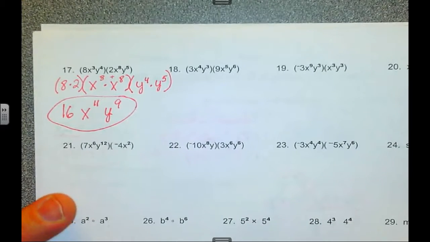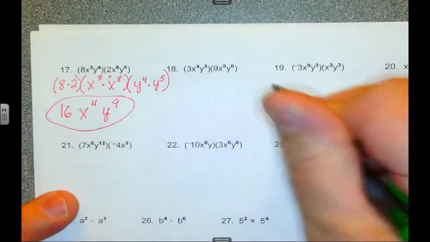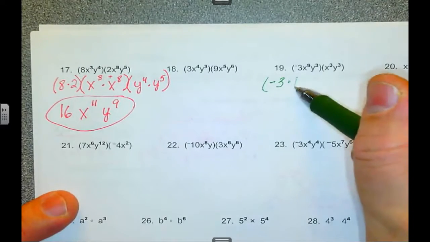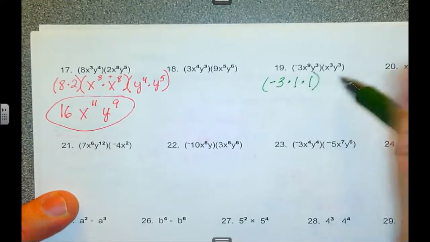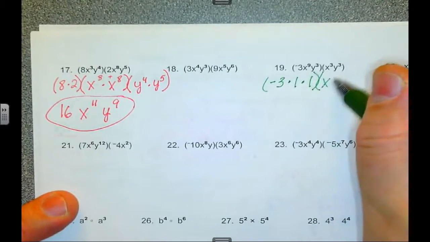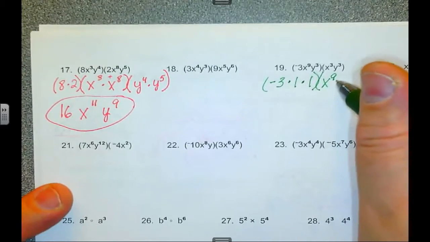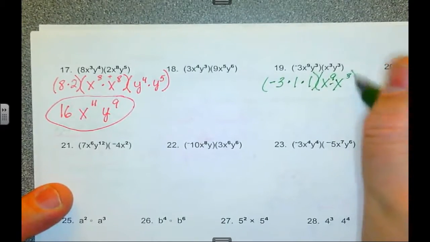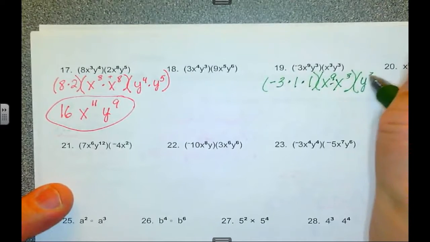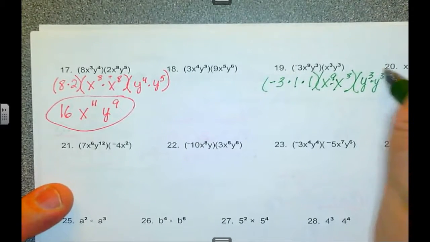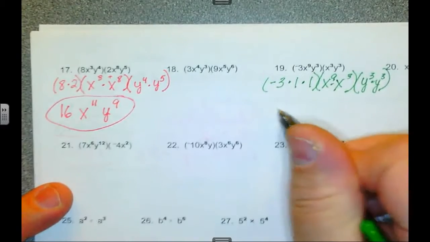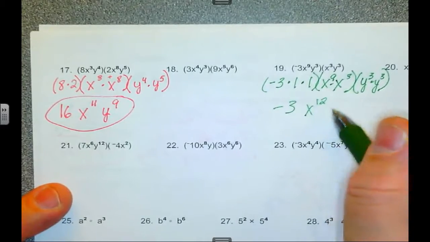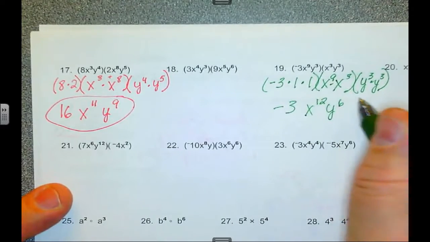How about 19? What are my coefficients? -3, 1, and 1. My x's, x to the 9th, x to the 3rd, and y to the 3rd, y to the 3rd. So -3, x to the 9 plus 3, and y to the 6th, not 9.